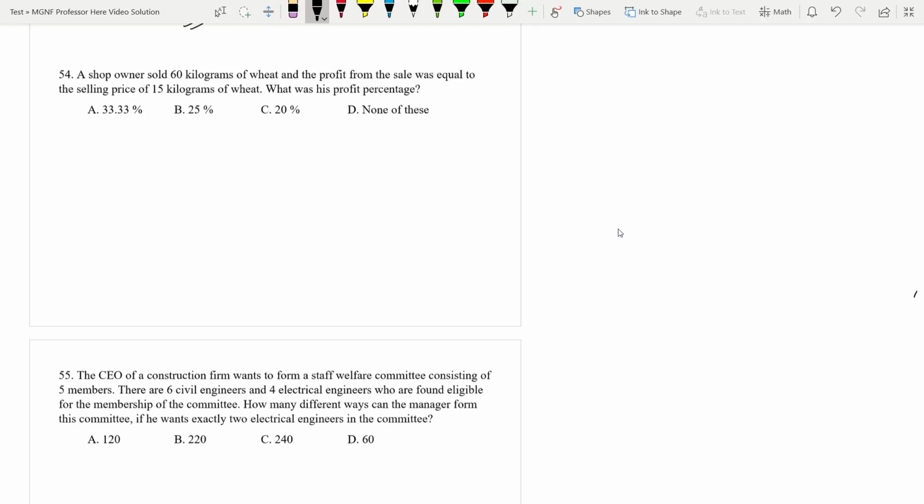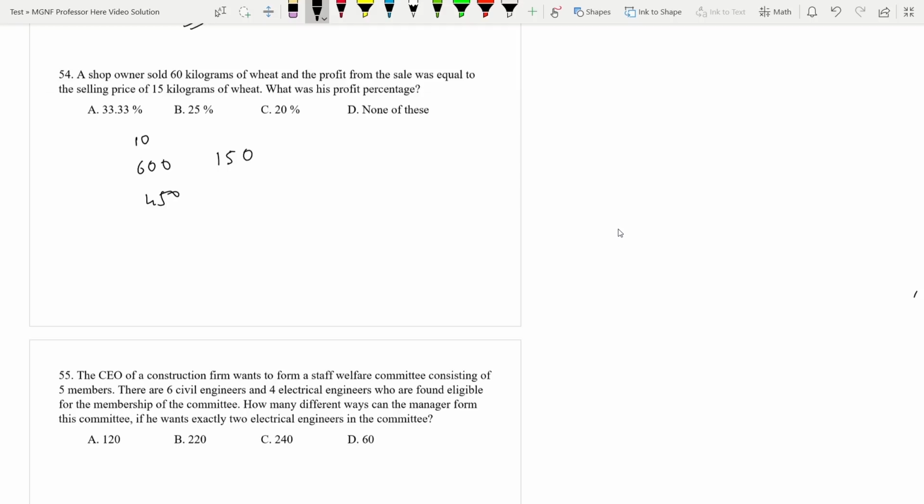Question number 54. A shop owner sold 60 kilograms of wheat and the profit from the sale was equal to the selling price of 15 kilograms of wheat. Okay, let's assume that the selling price of wheat is 10 rupees. So when selling 60 kilograms of wheat, he gets 600 rupees. The profit is the selling price of 15 kilograms of wheat, which is 15 into 10, that is 150. Now 600 is the selling price, and since the profit is 150, the cost price is 450 rupees.